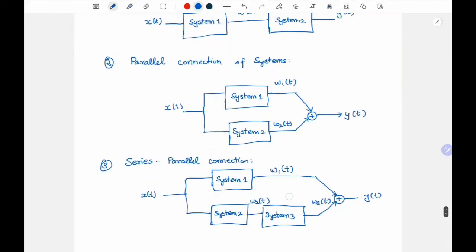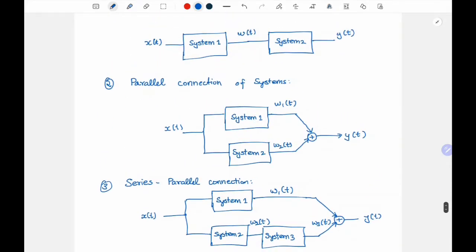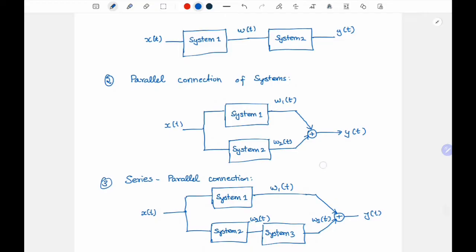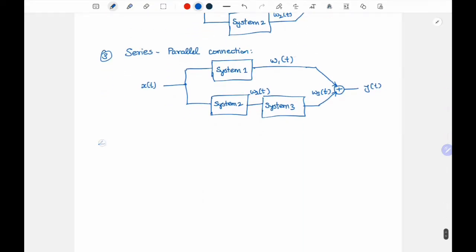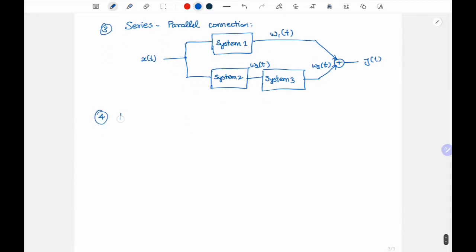But in all these cases, if you see, the information is flowing only in the forward direction, right? From x of t to W of t to y of t. But there can also be information flow in the backward direction. So that is called a feedback interconnection.